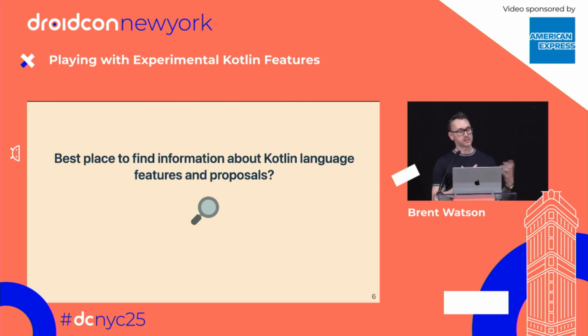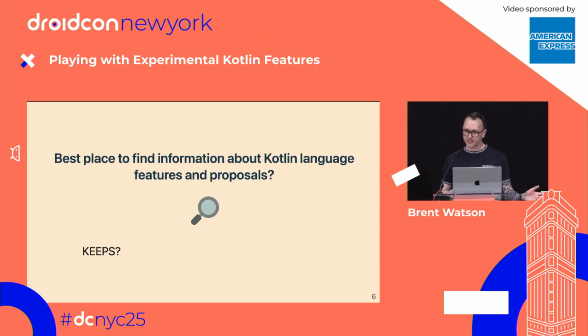The language does continue to move forward. There are a bunch of proposals for what should be in the next versions of Kotlin. There are features in Kotlin right now that with compiler flags you can turn on and play with. There are different stages of readiness. So in this talk, we're going to see what those are, and we're actually going to go play with some of them. But first of all, where's the best place to find out about these new language features?